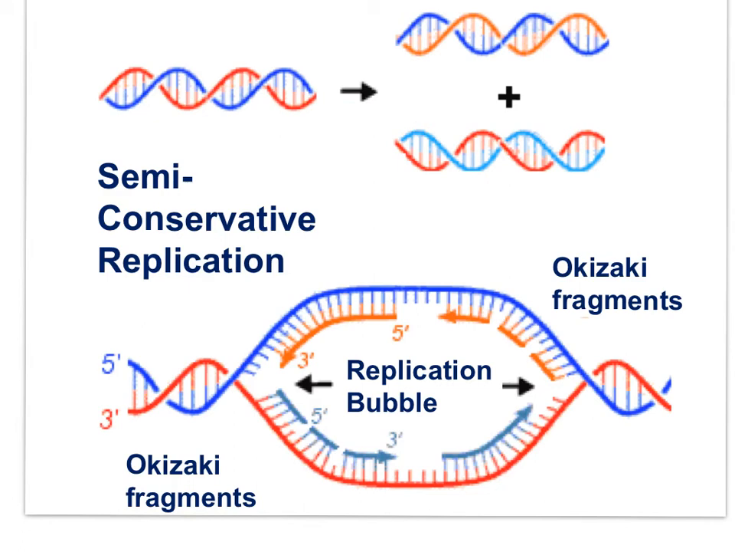In this image, you can see how with each origin of replication, there are 2 forks with helicase unwinding the DNA in opposite directions. At each fork, there is a leading strand and a lagging strand with Okazaki fragments.